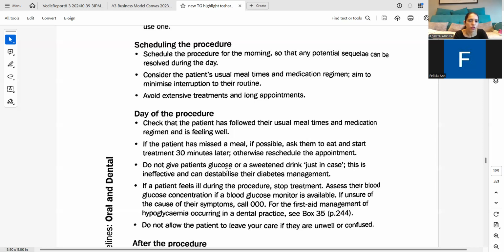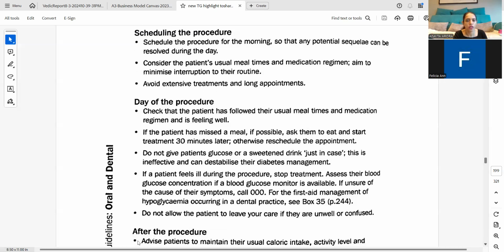Do not give patients glucose or a sweetened drink just in case, as this is ineffective and can destabilize their diabetes management. If a patient feels ill during the procedure, stop treatment and assess their blood glucose concentration if a glucose monitor is available. If unsure of the cause of the symptoms, call 000. For the first stage management of hypoglycemia, we will read further. Do not allow the patient to leave your care if they are unwell or confused.